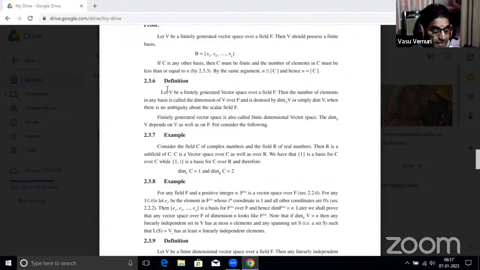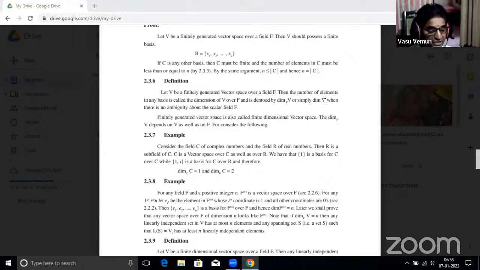Finitely generated means the vector space capital V over F has a finite generating set. The number of elements in any basis is called the dimension of V over capital F. It is denoted by dim V over F, or simply dim V.